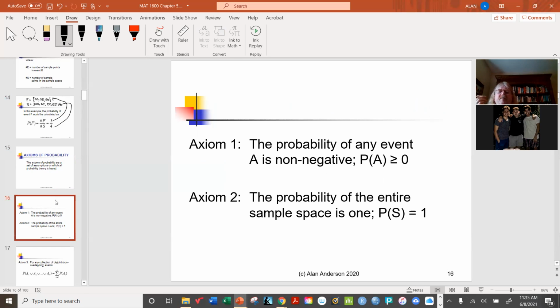So first of all, the probability of any event is non-negative, meaning it can't be negative. We're basically saying right up front, it's not possible for a probability to be negative. Now, the second axiom is that the probability of the entire sample space is 1. And when you combine both of these, these two together imply that any probability you can think of will always be somewhere between 0 and 1.